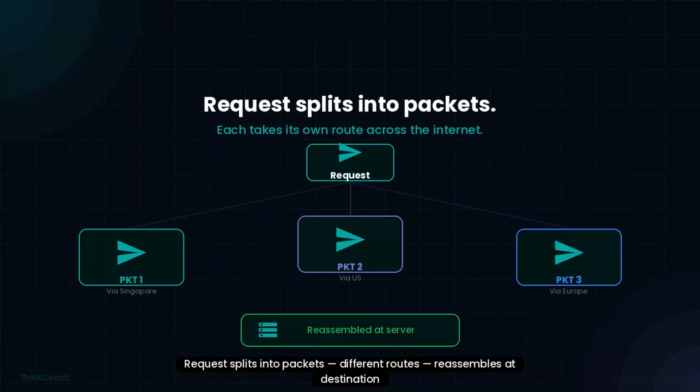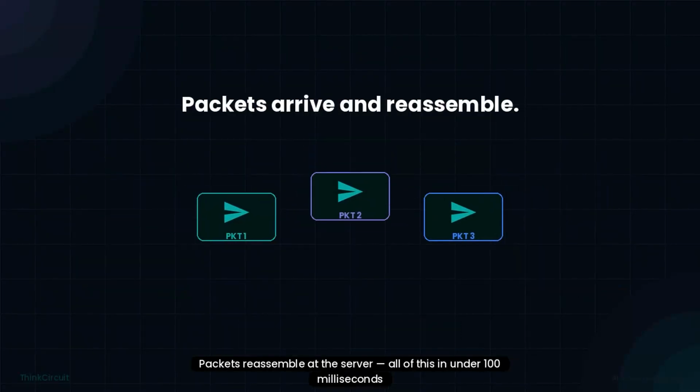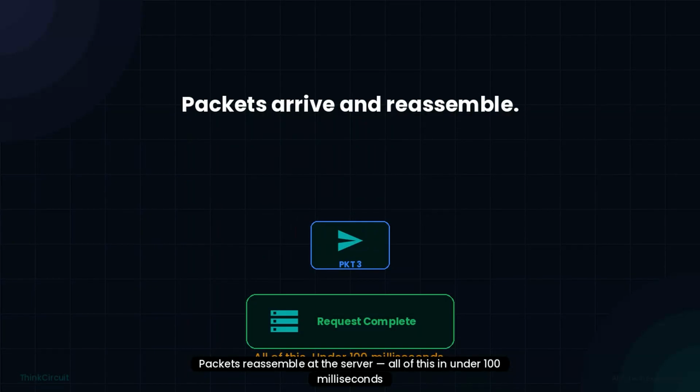Here's the part that makes your brain hurt a little. That request doesn't travel as one piece. It gets broken into small chunks called packets. Each packet takes its own route across the internet. They might travel through completely different countries, and they reassemble at the destination. All of this in under 100 milliseconds for nearby servers.